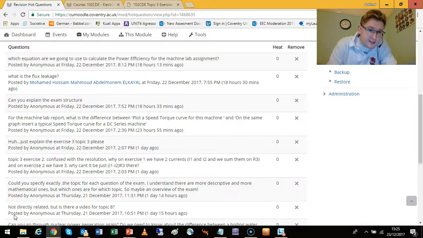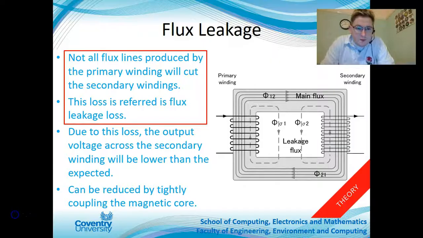The next question on the list is, what is flux leakage? Flux leakage is one of the losses in a magnetic circuit, and that would have been covered in video number 14, topic number 14. So let's have a look at those specific slides. Flux leakage is when not all the flux produced by the primary coil intersects with the secondary coil.